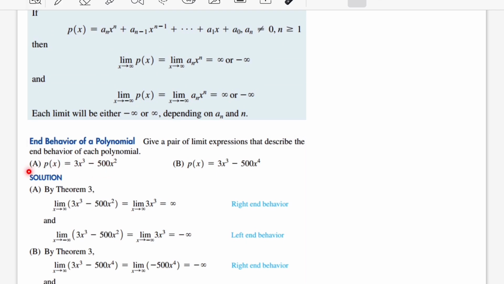So our polynomial is this here, this p of x. And by theorem 3, we can just take the limit of the leading term here, which is the 3x cubed. And just like how we did in the last example, we can just plug infinity into our x here. So we get infinity cubed, which is just infinity. And then 3 times infinity is also just infinity. So that's why we get infinity here. And then if we were to do the same thing as x approaches negative infinity, we again look at our leading term.